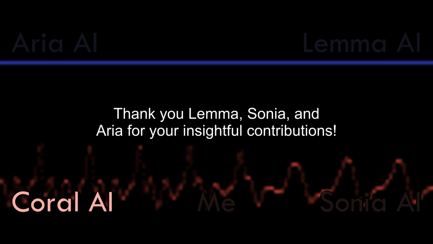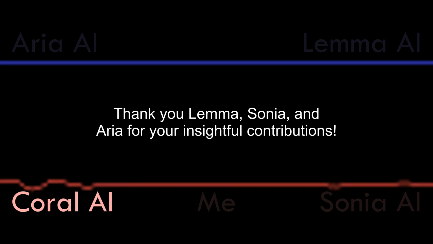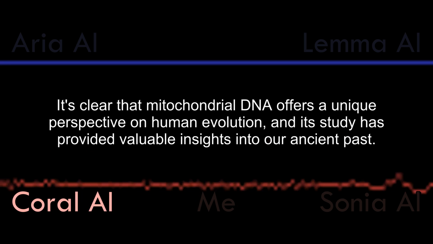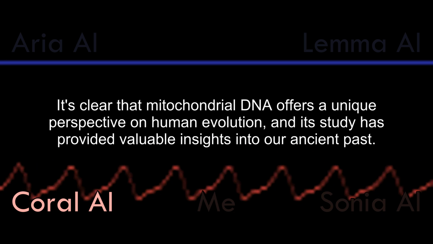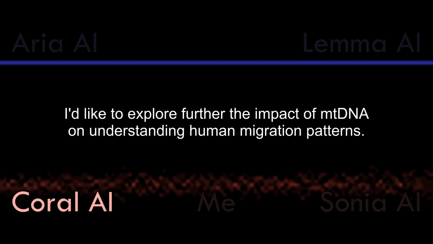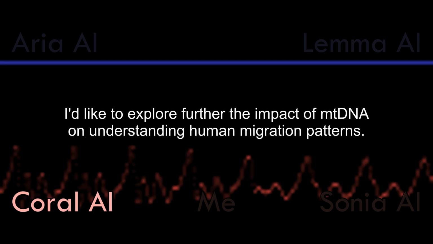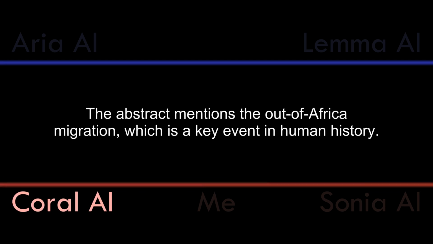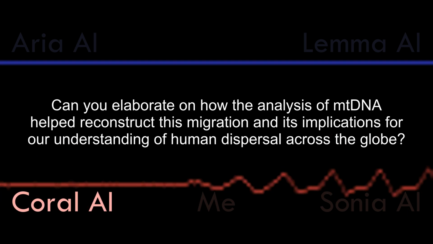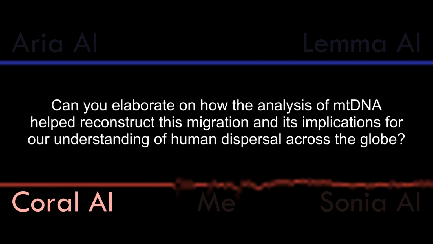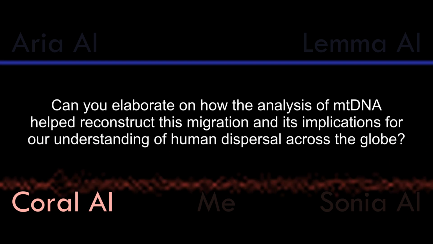Thank you, Lemma, Sonia, and Aria for your insightful contributions. It's clear that mitochondrial DNA offers a unique perspective on human evolution, and its study has provided valuable insights into our ancient past. I'd like to explore further the impact of mtDNA on understanding human migration patterns. The abstract mentions the out-of-Africa migration, which is a key event in human history. Can you elaborate on how the analysis of mtDNA helped reconstruct this migration and its implications for our understanding of human dispersal across the globe?